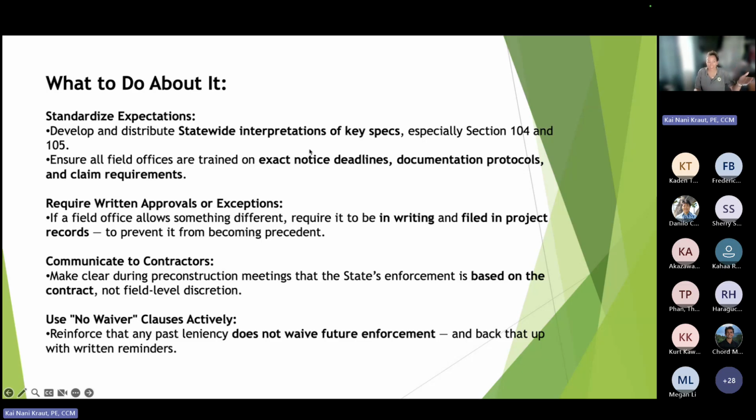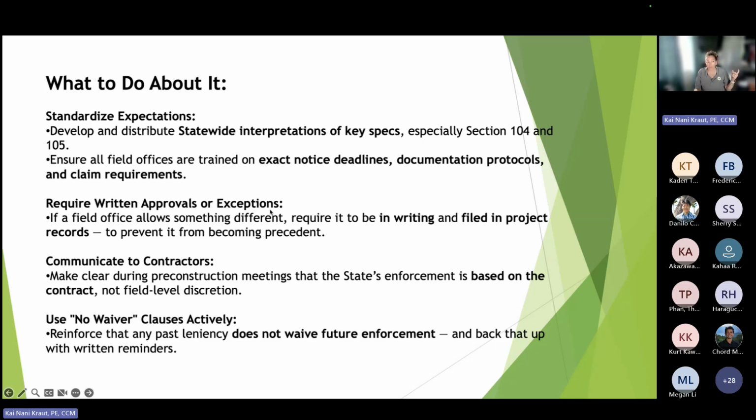So what do we do? We have to standardize the expectations, ideally statewide. Ensure all field offices are trained with exact notification deadlines, documentation protocols, and claims. Again, this might be an ongoing discussion with the construction engineers, how you want to do it. We put out information, your REs and everybody are checking for these things. And in my mind, we gear up to let them know we are no longer waiving our right. This is a statewide effort. We require written approvals and exceptions.